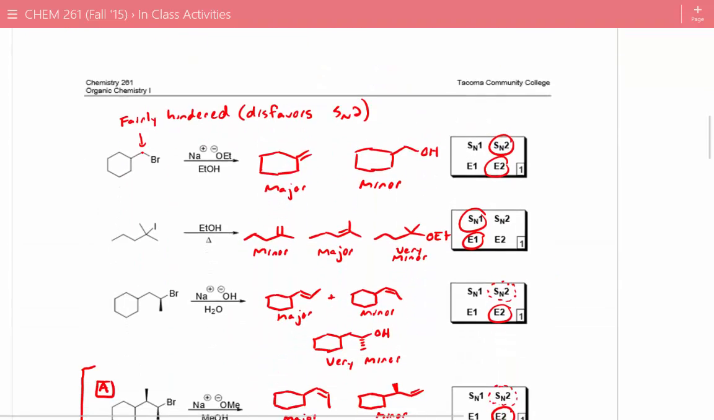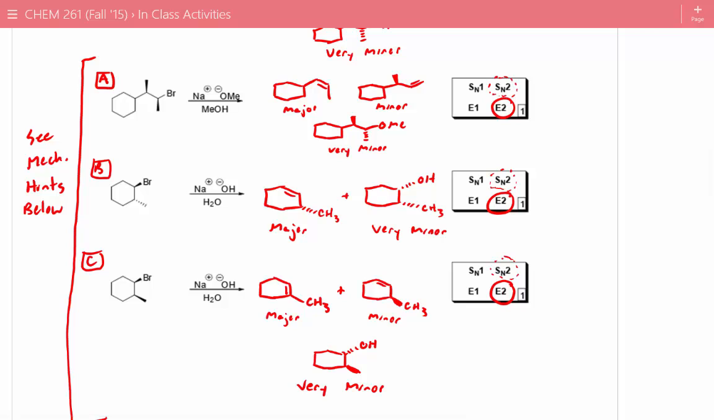And then, if you go through to the last three, they are a little trickier. These are E2 reactions primarily, and in this case, these are reactions where we have to consider the Newman projection or the chair conformations for these. So these are good ones to practice with in terms of drawing out the full mechanism.